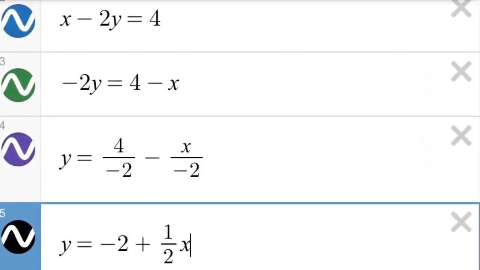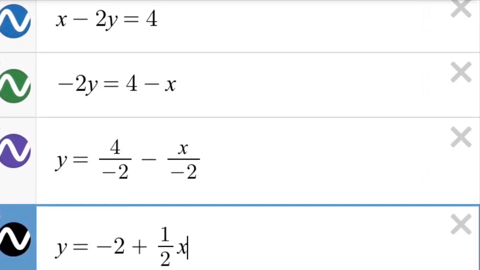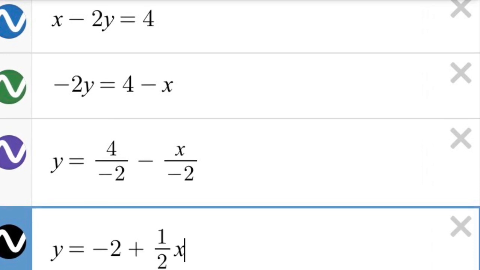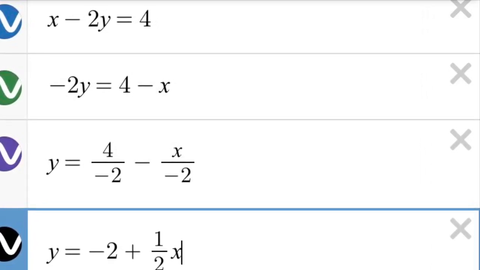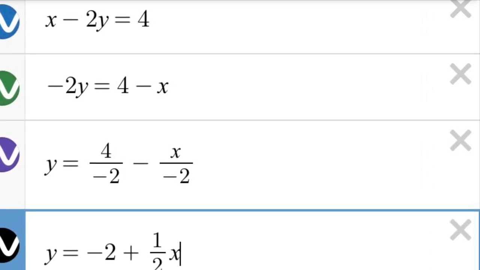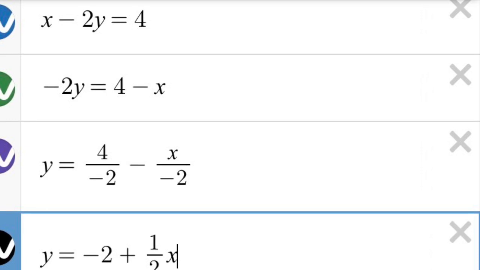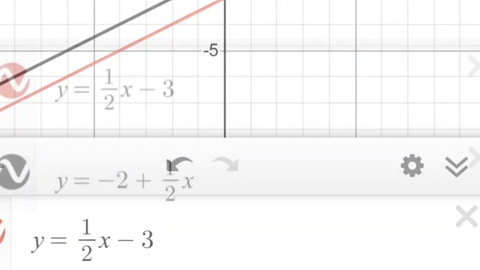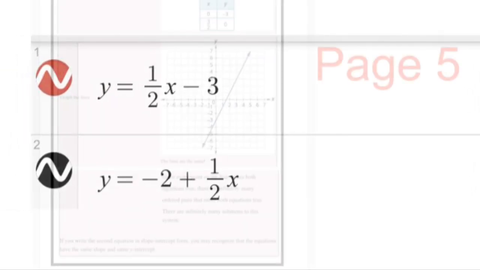I start with x minus 2y is equal to 4. Then I move the x to the other side, so then I have minus x. And then I need to divide everything by that negative 2. When you do that, you see that the two equations have the exact same slope. And because they have the same slope but different y-intercepts, they start at different spots, that's why those two lines are parallel but never touch.